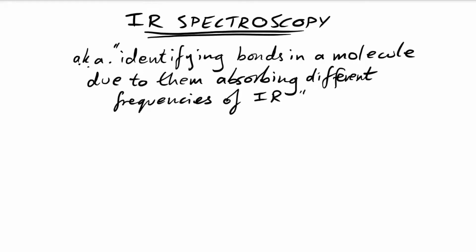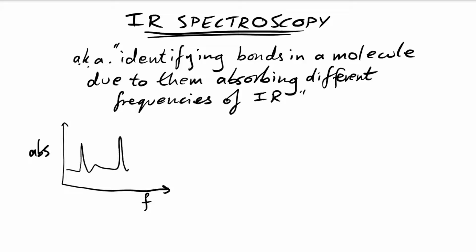Infrared spectroscopy. All it is, in essence, is identifying bonds in a molecule due to them absorbing different frequencies of infrared. Now with NMR, we have absorbance up the side, and then we effectively have frequency on the x-axis, and we have peaks, don't we? However, again in chemistry, they don't make it simple.